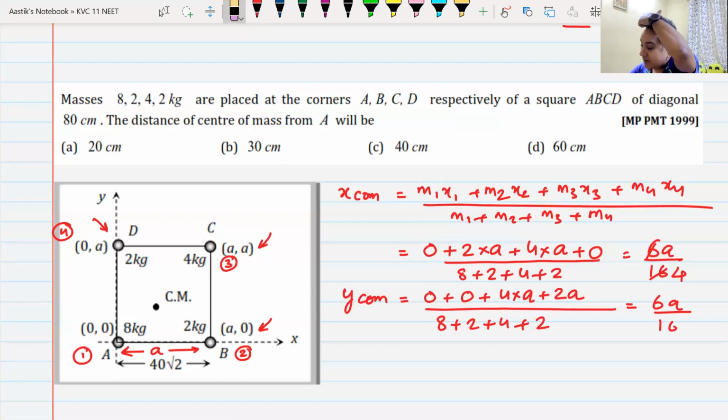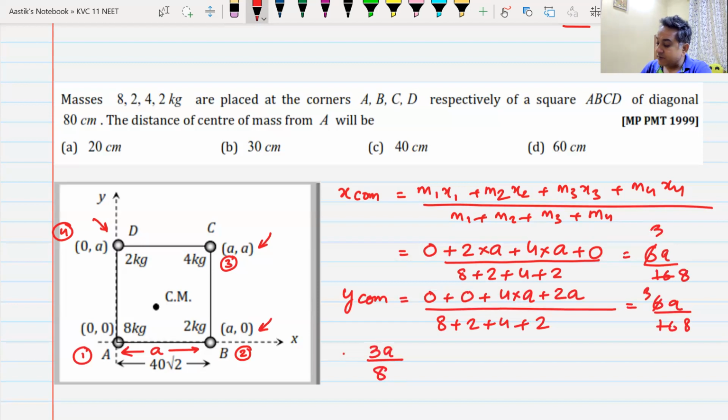I have not divided it correctly. That is the problem. 6a by 16. So I will divide it by 2. So it will be 3 divided by 8. That would be 3 divided by 8. So the coordinates of the center of mass becomes 3a by 8, comma 3a by 8. Do we understand this, everyone?